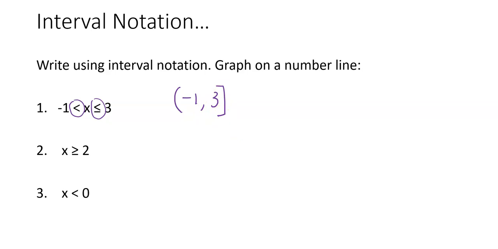For the second one, it says x is greater than or equal to 2. So before we go to put this in interval notation, let's see what it looks like on a number line.